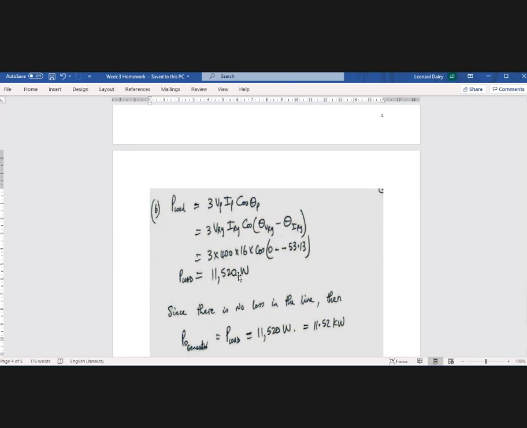So that gives me. So I don't understand why you use the line voltage instead of the phase voltage.